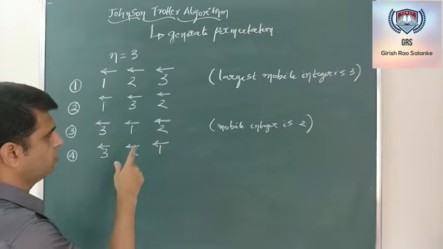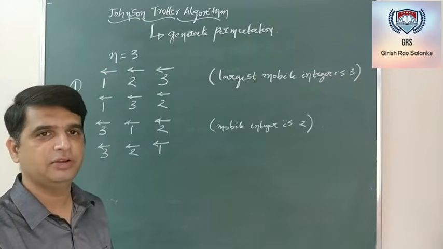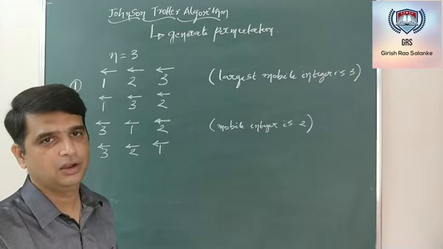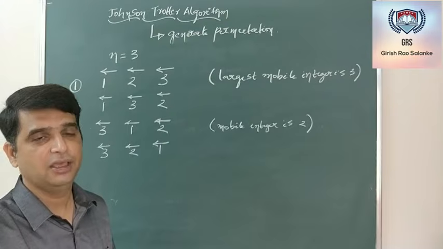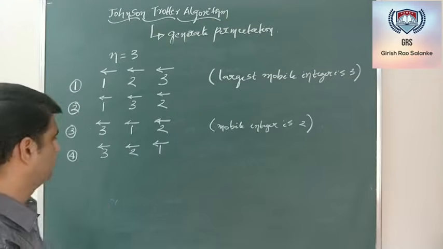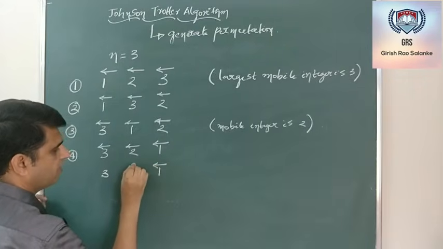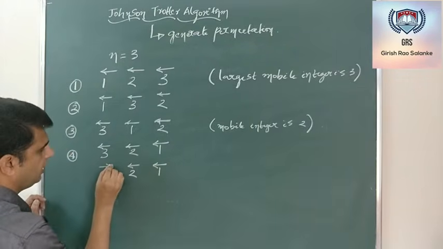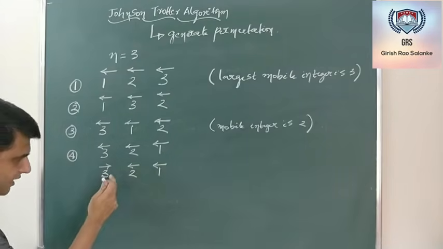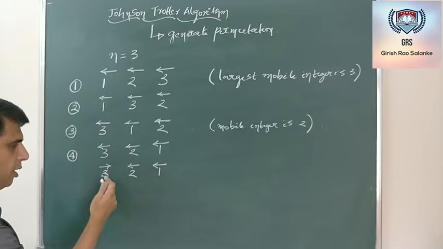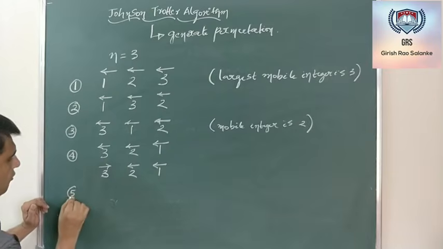Now once you swap 2 and 1, the mobile integer was 2. You need to change the direction of all those integers which are greater than 2. So which integer is greater than 2 in this example? It is 3. You need to change the direction of 3. Please note that this step is very, very important. So this becomes 3, 2, 1. The direction of 2 and 1 remains as it is. Only the direction of 3 is being changed. Note that the permutation is 3, 2, 1 only, even after changing the direction of 3. Now this was the fourth permutation.